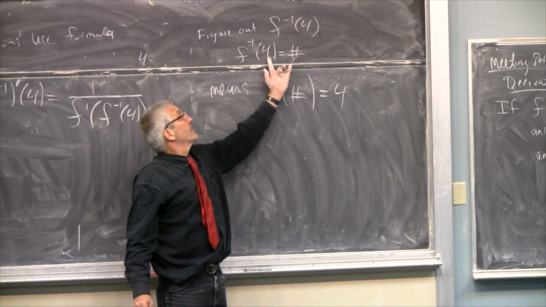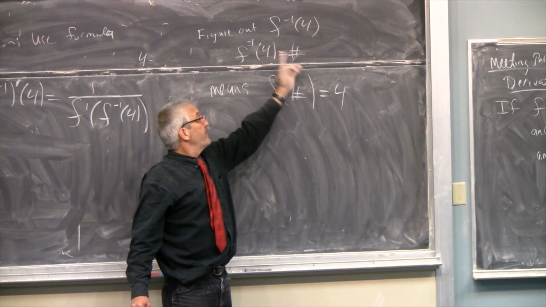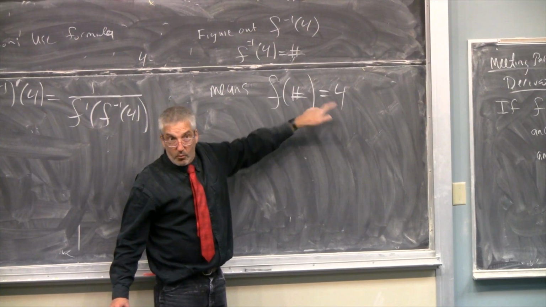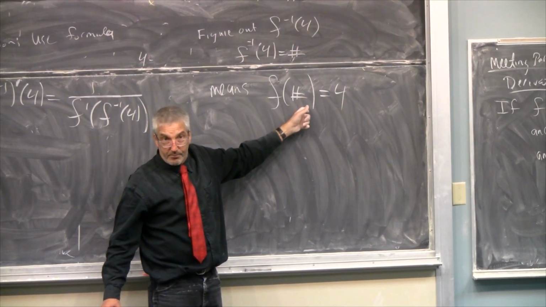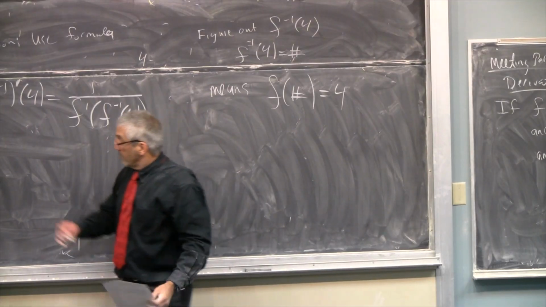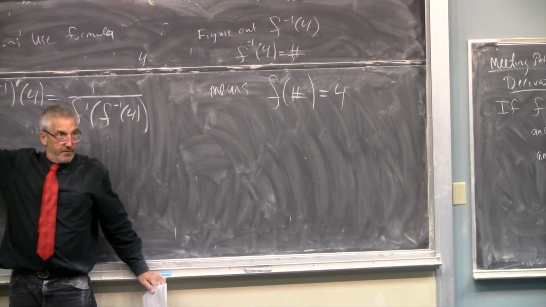If I have an x-y pair on that graph of f inverse, that means that if I reverse the coordinates, I get a point on the graph of f. So we're looking for the number that has this property. F of that number equals 4. So can anybody think of a number that has the property that f of that number equals 4?